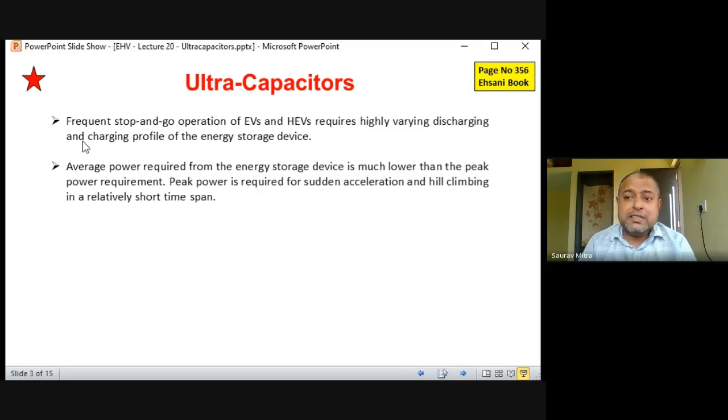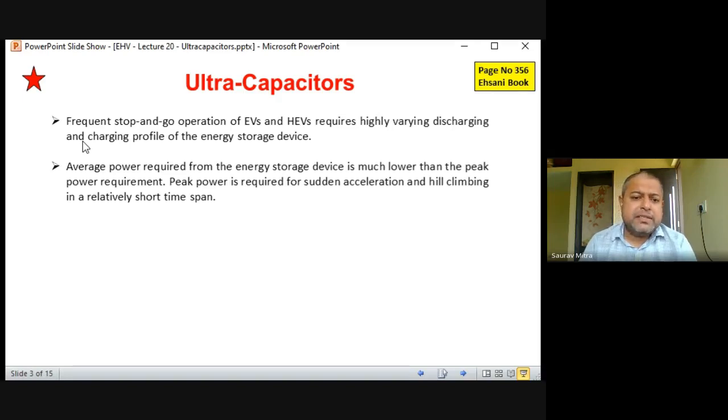Whenever a sudden jerk comes, or a hill is there, at that time main power or energy is required from the energy supplying device. So peak power is required for sudden acceleration. If acceleration is to be done suddenly, the battery has to supply peak power. All this we are talking about in the case of an electrical vehicle. It is not a petrol or diesel engine. It is an electrical vehicle totally driven by battery.